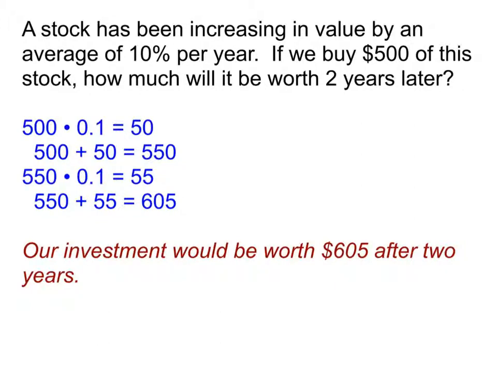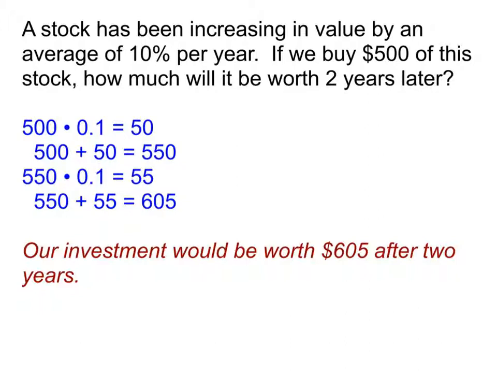So I started by going up by 10% each year. I started by figuring out what is 10% of my 500. So I did 500 times 0.1, because of course I take my 10% and write it as a decimal. And that gave me 50. That told me that in the first year, I went up by $50. Hence, I have to do 500 plus the 50.